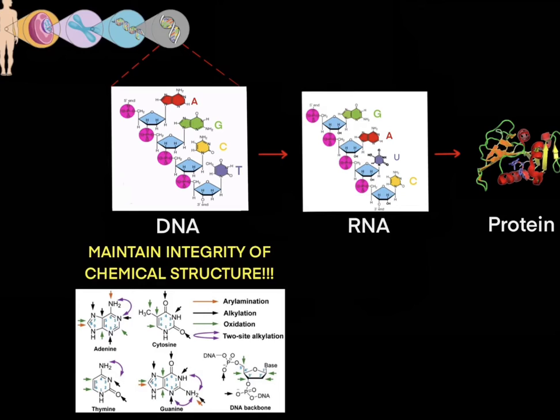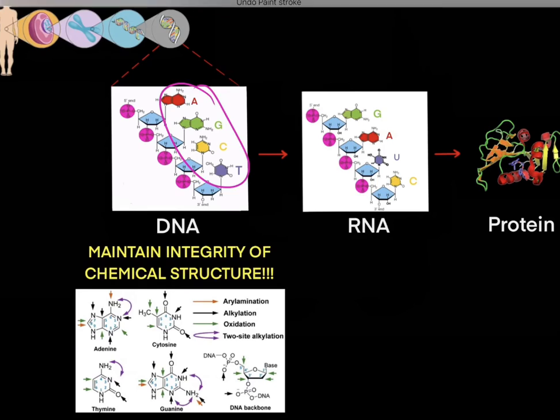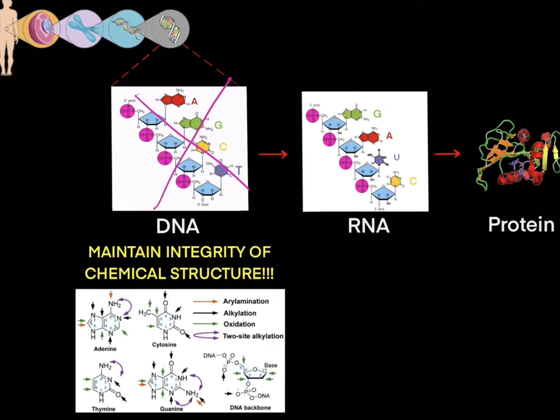And something important to realize is DNA is just another molecule. And like any other molecule, it can be chemically modified and damaged. For example, these nucleobases, they can be arylaminated or alkylated or oxidized. So when these nucleobases get chemically modified, they become damaged. And once we damage this DNA molecule, now that information is lost.